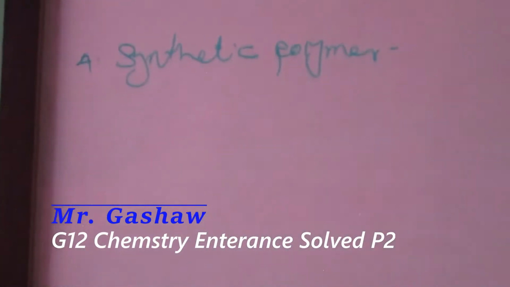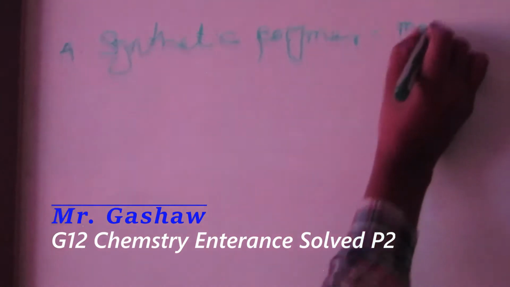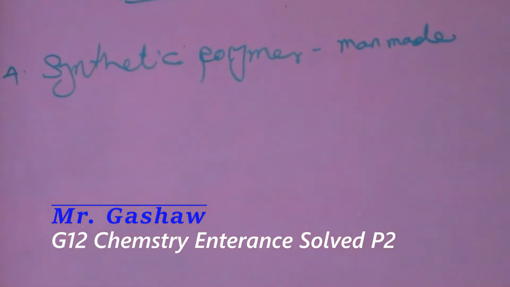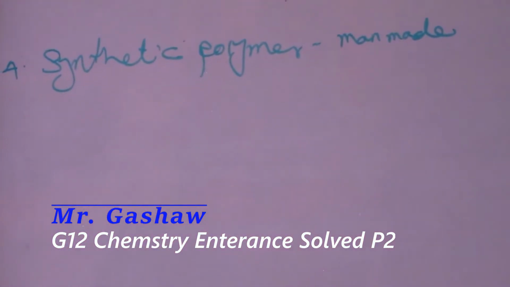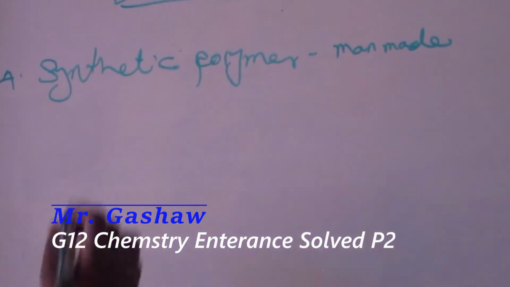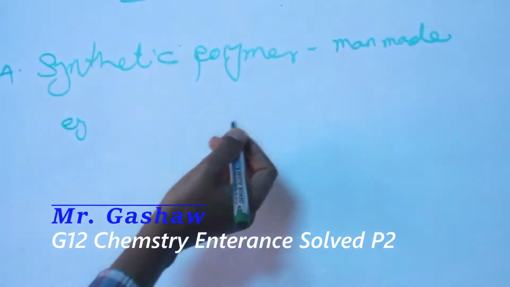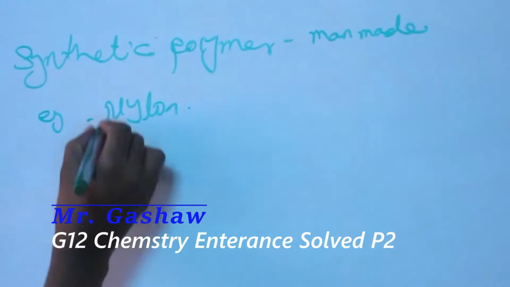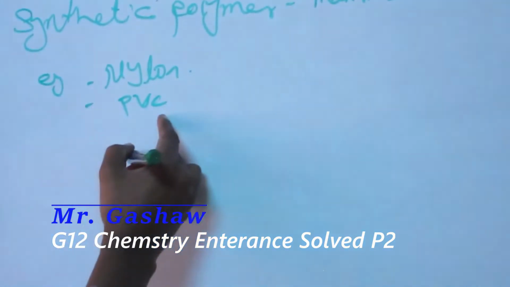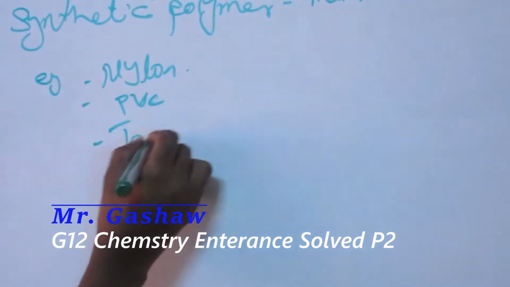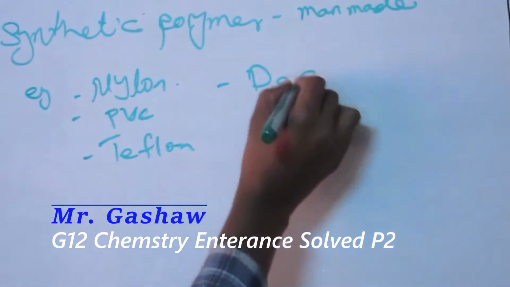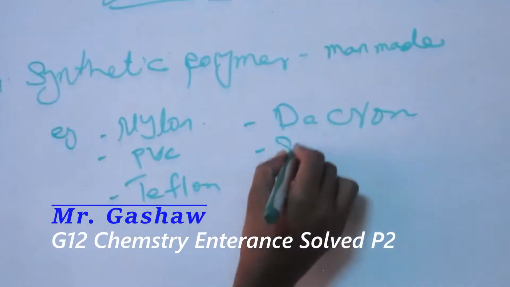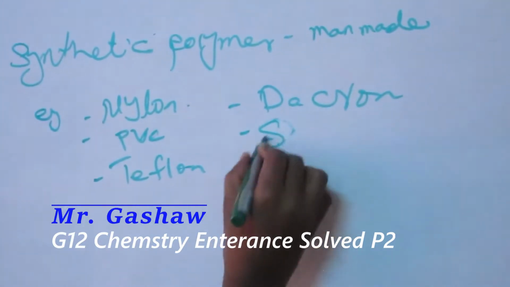Synthetic polymers are man-made. That means they are not naturally prepared. They are prepared by human beings in industries or in the laboratory. For example, types of synthetic polymers like nylon, PVC, which we call polyvinyl chloride, Teflon, Dacron, and so on. These are synthetic polymers. The other one is synthetic rubber also.